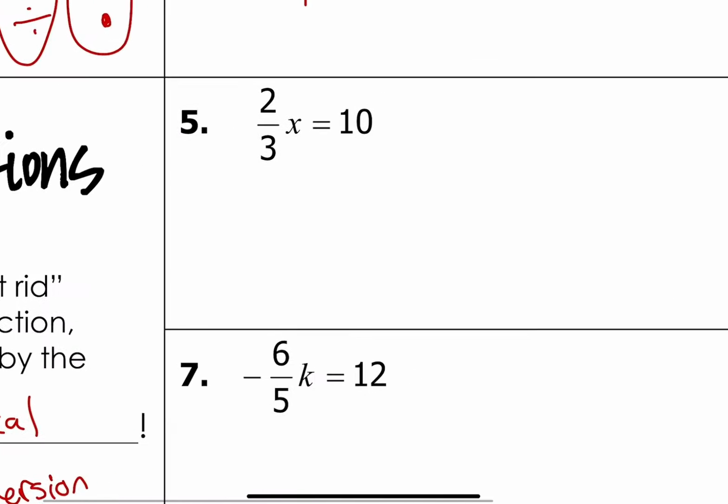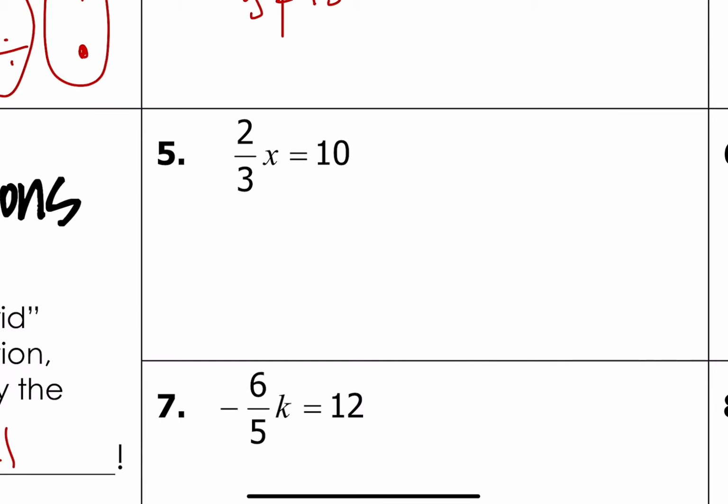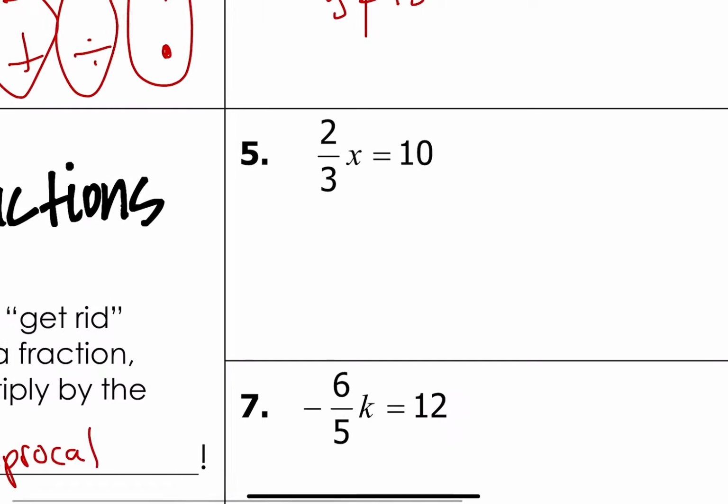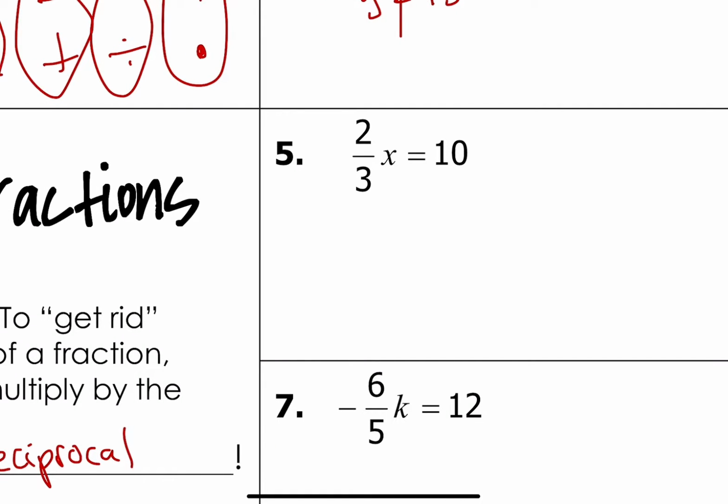So let's take a look at the first one, number 5. So we have 2/3 x equals 10. All right, so our goal is to get rid of this fraction here. Like we said, to get rid of a fraction, you're going to multiply by the reciprocal, or the flipped version of the fraction. So for us, that's going to be 3/2.